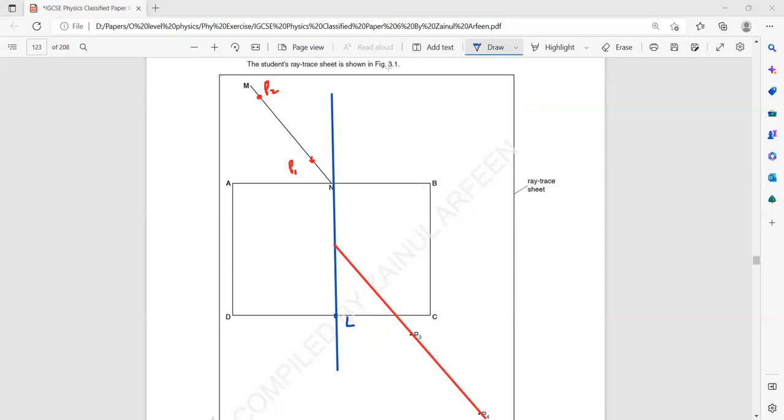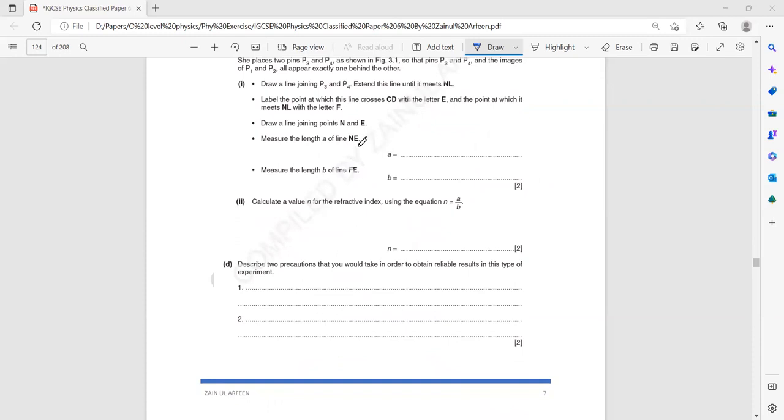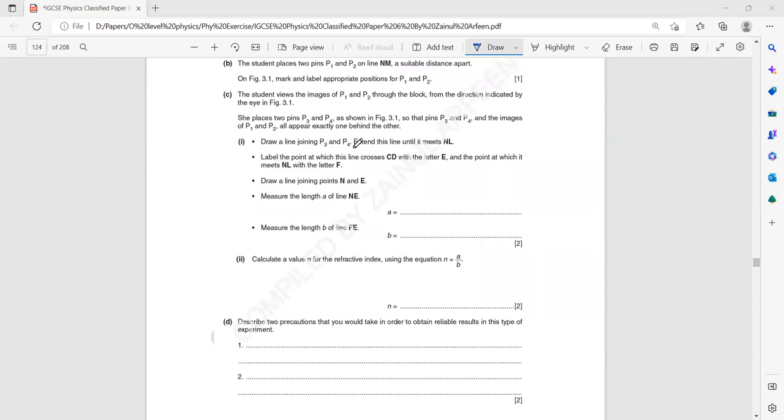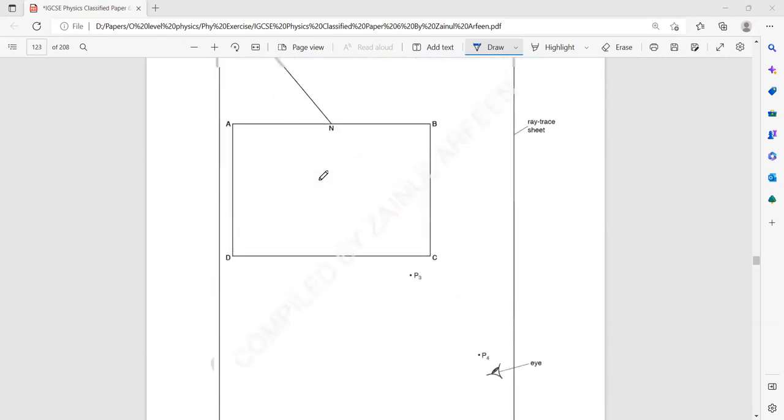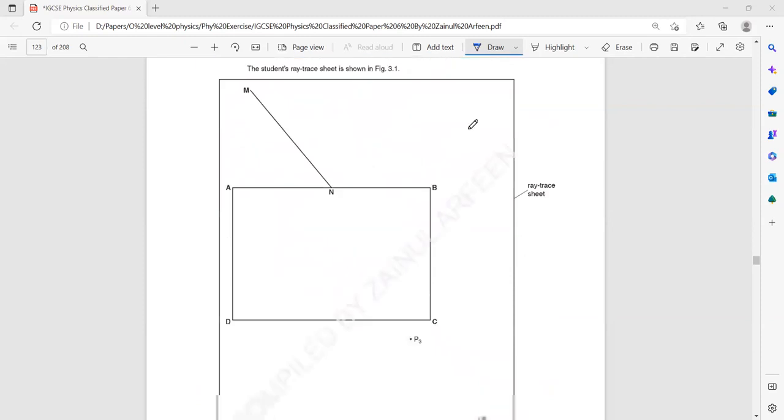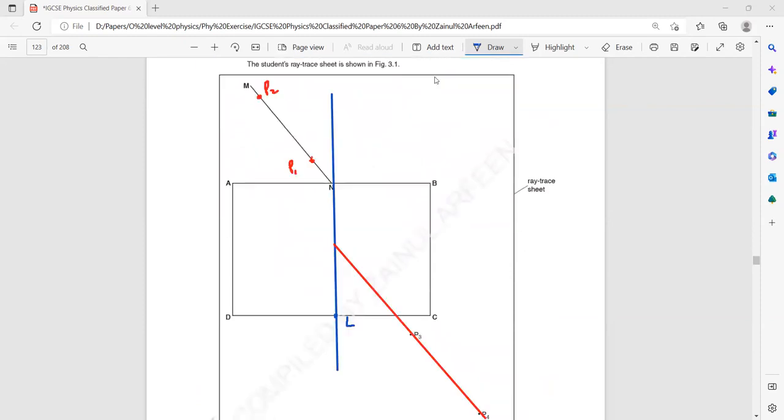And this position where it meets N and L, what we call this? Extend it until it meets P3, and label the point at which it crosses CD as E, and the other point where it crosses N and L, we call that F. So one of the points we have to label is E, where it crosses CD. These points are important. So label those points.